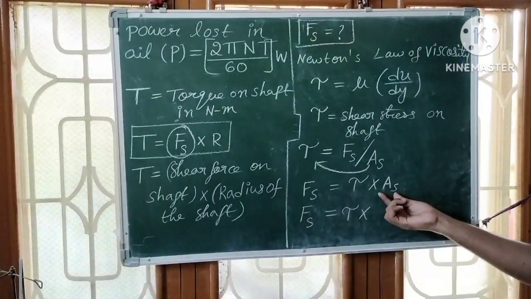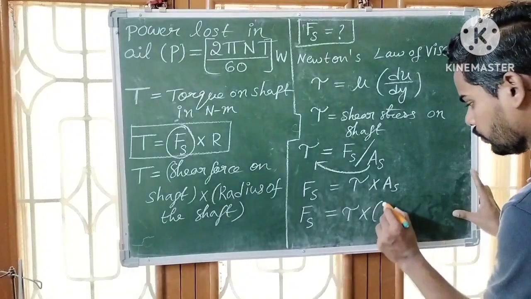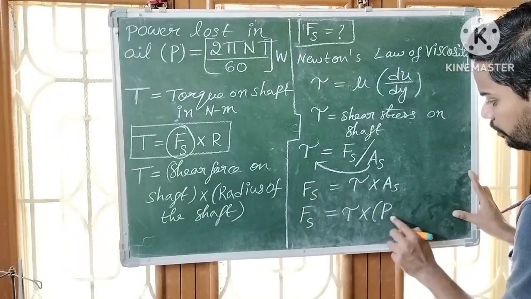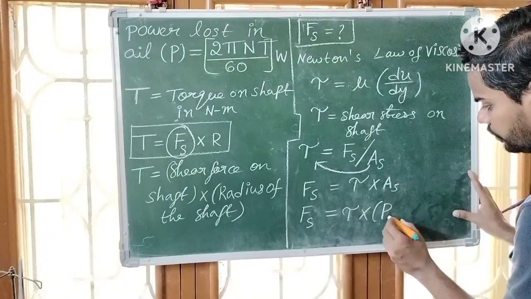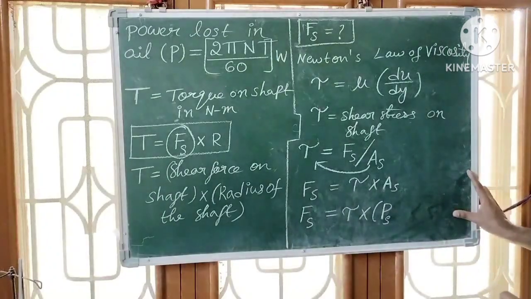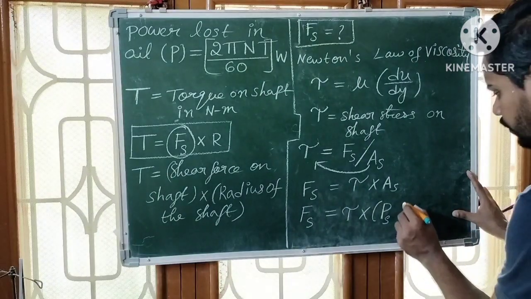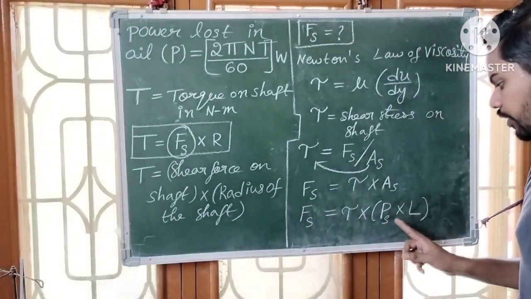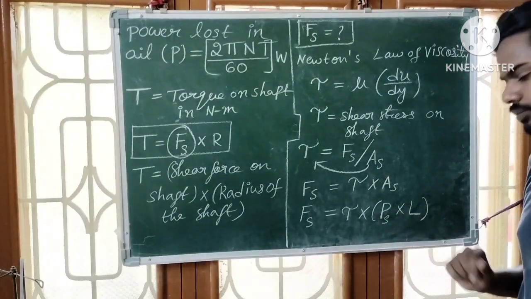What is the formula for area under shear? Area under shear is equal to the perimeter or circumference of the cylinder, the shaft, into the length of the sleeve. Perimeter of shaft into length of the sleeve.